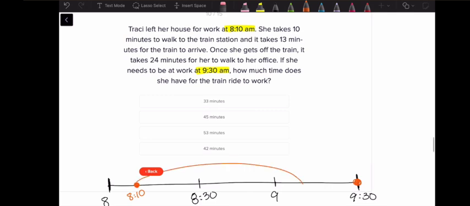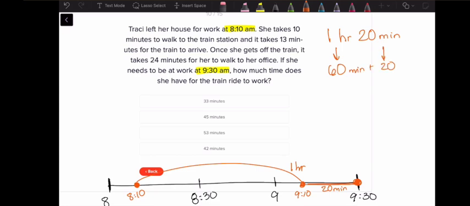So 8:10, if I add an hour, it's 9:10. That's 1 hour. And then from 9:10 to 9:30, it's 20 minutes. So she has a total of 1 hour and 20 minutes. Let's convert that to minutes completely. 1 hour is the same thing as 60 plus 20. So she has a total of 80 minutes from the moment she leaves home until she's expected at work.